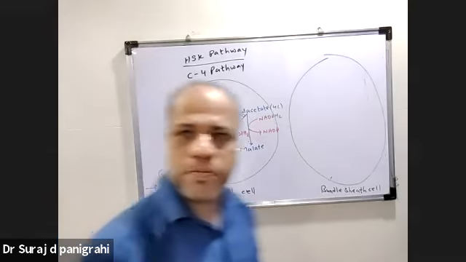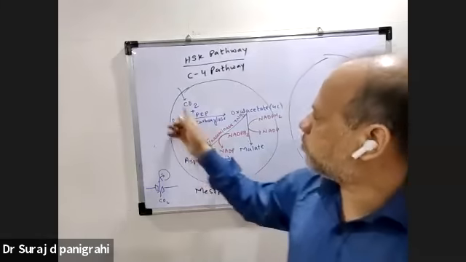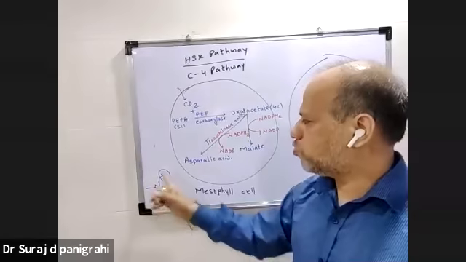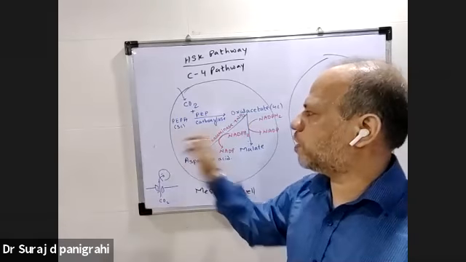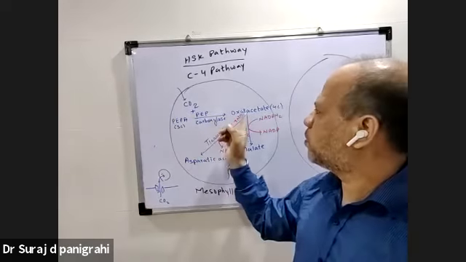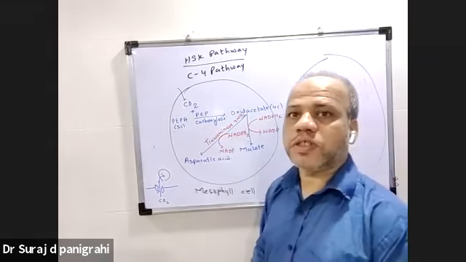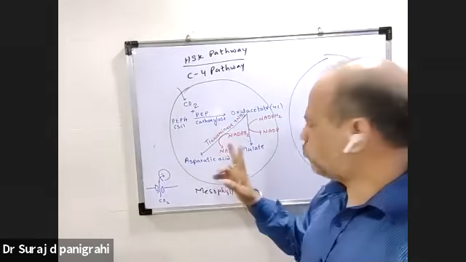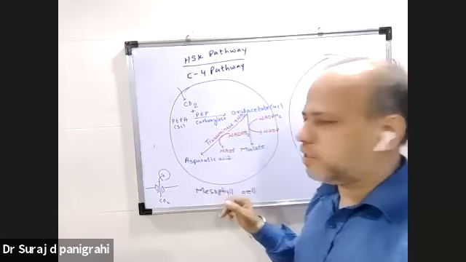So I would repeat, I have not taught the whole thing. I'm just teaching you what I said. Carbon dioxide of low concentration enters into the mesophyll cell through stomata. In the mesophyll cell, carbon dioxide reacts with phosphoenol pyruvic acid to form oxaloacetate in presence of enzyme PEP carboxylase. It is a carboxylation reaction. Now, oxaloacetate has two possibilities. It will either form malic acid, malate, or aspartic acid.